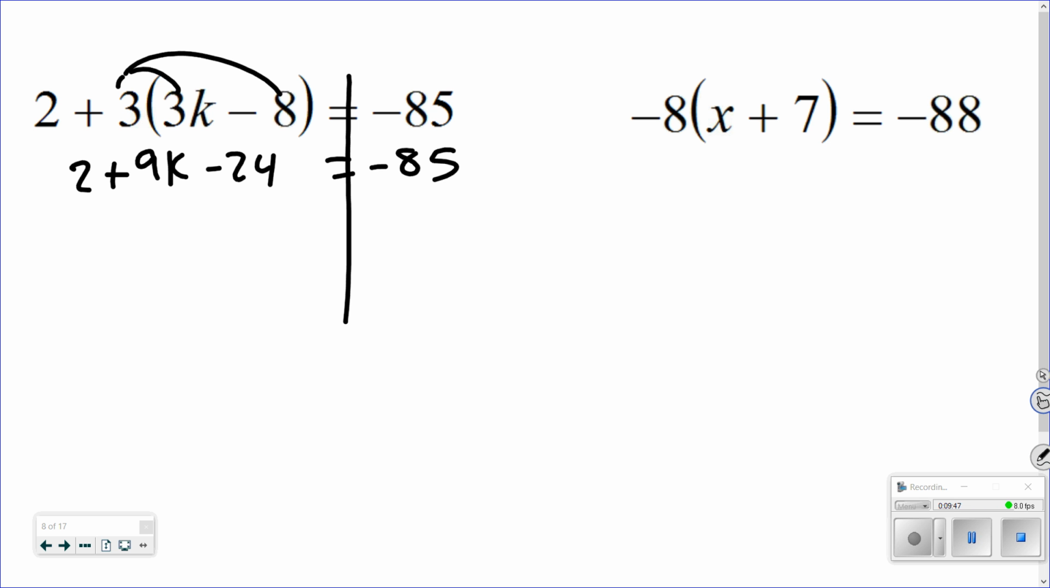I've got some like terms, right? The 2 and the minus 24 are like terms. So that would be 9k. 2 minus 24 is a negative 22. Now I get down to here. Now I'm just going to get k by itself.